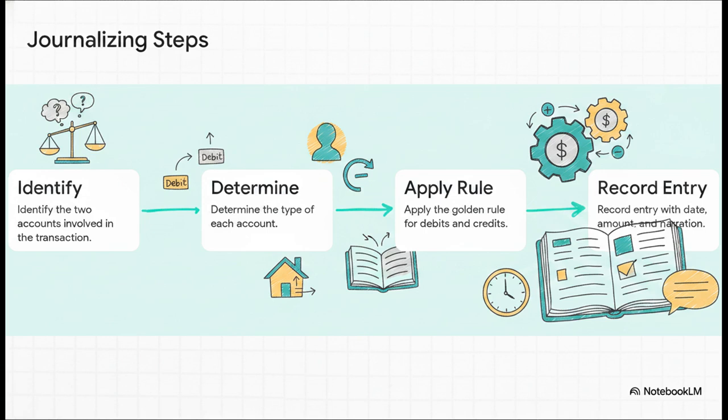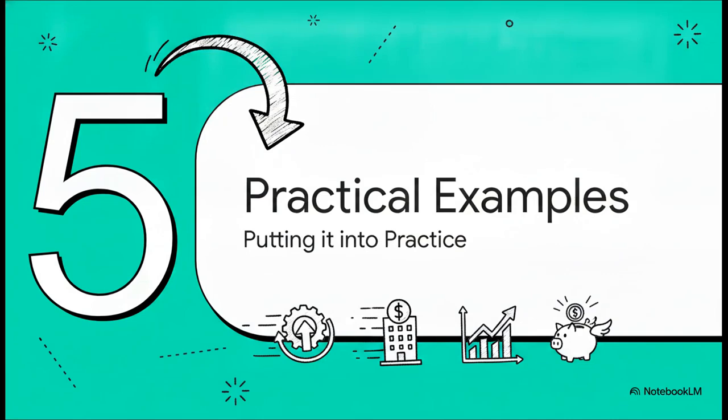Step 2, determine the type of each account. Is it personal, real, or nominal? Step 3, apply the corresponding golden rule to figure out which one gets debited and which gets credited. And step 4, finally record the entry in your journal with the date, the amounts, and of course, that all-important narration.